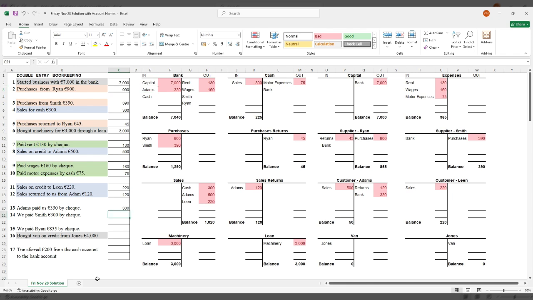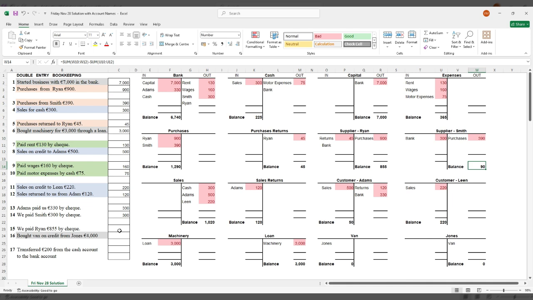We paid Smith. This time money is going out of the bank account. 300. Yep, 300 here, out of the bank account. Who do we pay to? We paid it to Smith. If we want to get a summary of transactions for Smith, we would find his account. Yeah, we bought 390 from him. We paid him 300. We owe him, look, there's a balance there of 90. I'll explain the balances at the very end, but it's pretty obvious.